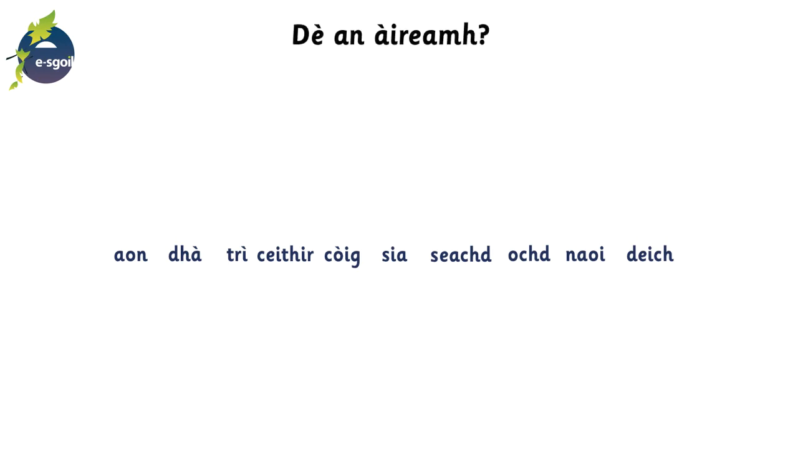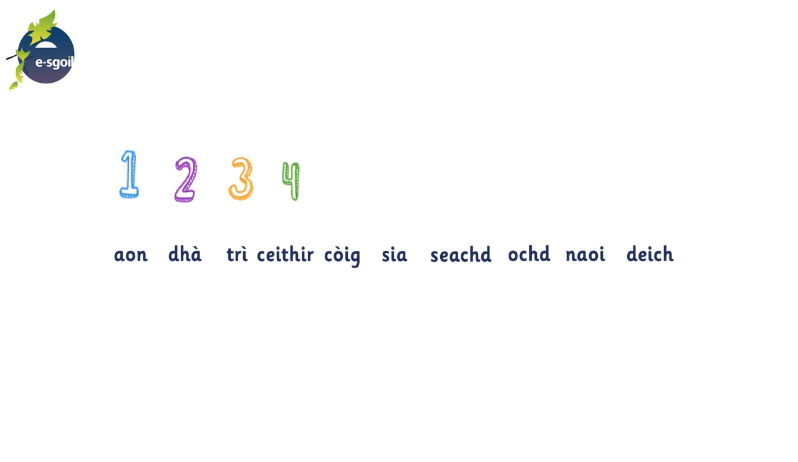Let's go through them again. Un, ga, trí, ceithir, còig, seachd, ochd, naoi, deich.